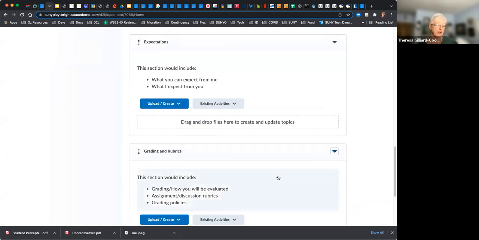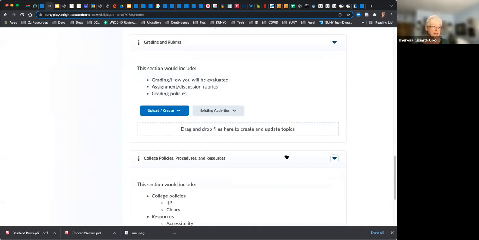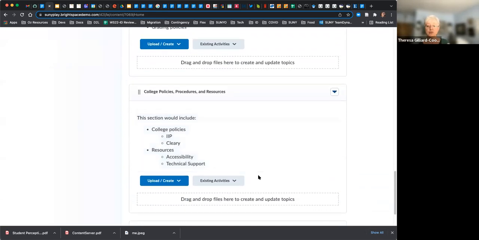The grading and rubrics, I combined that because those were separate sections. So it's the grading, how you'll be evaluated. Again, I was just trying to, what is it we call it now? We can always call it something else. The assignment and discussion rubrics, grading policies. College policies, procedures, resources. So this goes back to the intellectual integrity policy, the Clery Act, and the other resources pertaining to accessibility and technical support. And we can always add more there too.